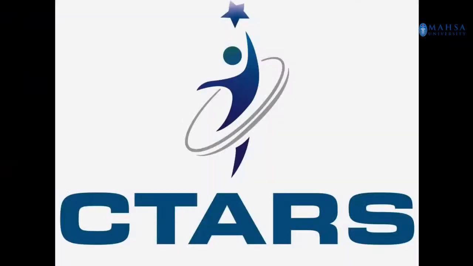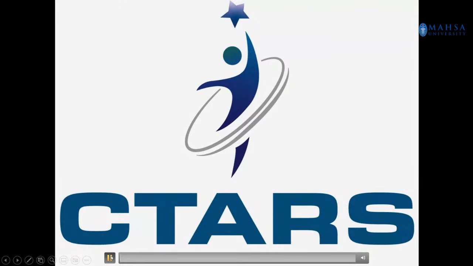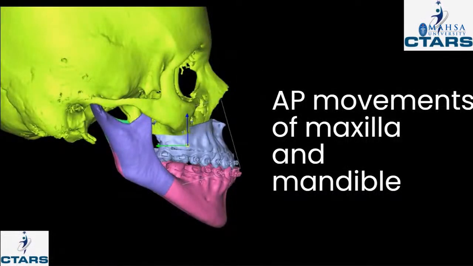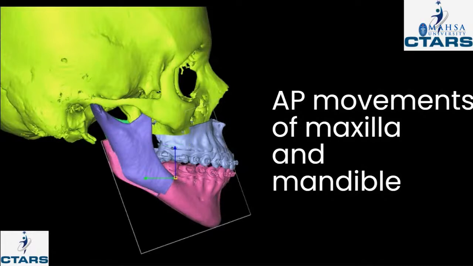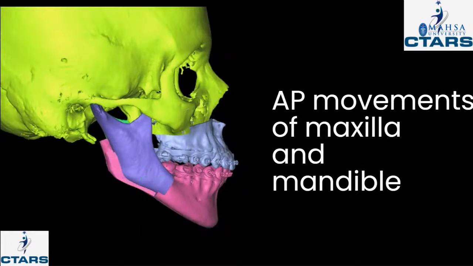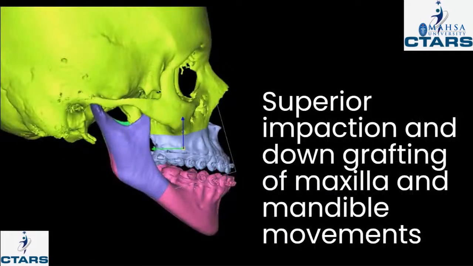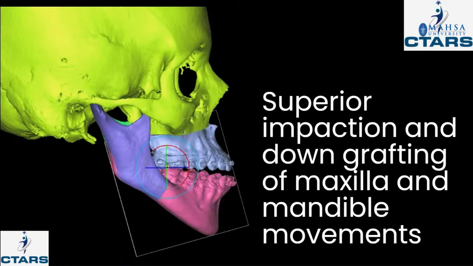So how do we use VSP? What all can you do in a VSP? This is how you can use the VSPs. You can make an anterior-posterior movement of the mandible that you want to do, superior impaction, and if you want to do grafting, all these angles are being done in your VSP.